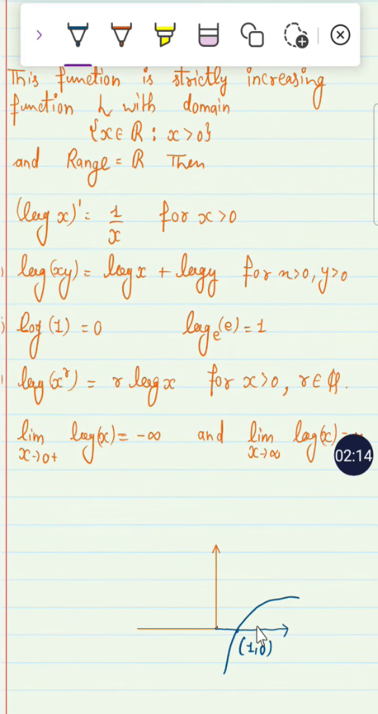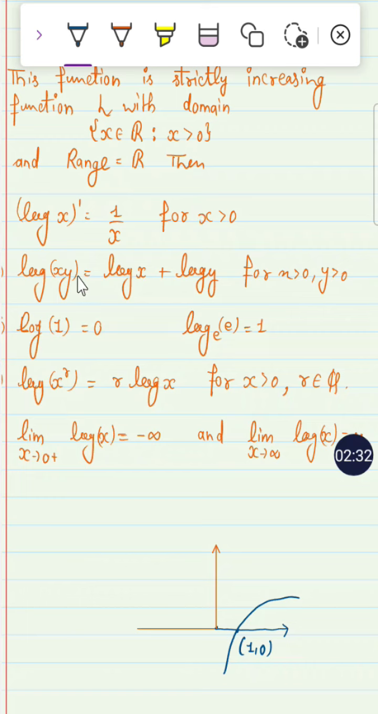Now the graph of this function is over the whole R. And what is the derivative of log of x? It is equal to 1 over x. As x is in the denominator, it is always positive, otherwise it doesn't exist, right?